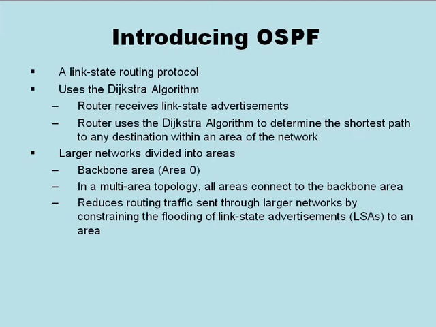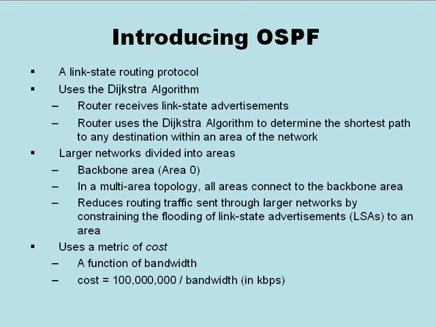We talked about the metric of EIGRP in the last lab, and the metric of RIP in the previous lab. What is the metric of OSPF? OSPF uses a metric called cost, but cost, at its essence, is really a function of bandwidth. Let's see how this works. To calculate the cost of a particular route, we take 10 raised to the power of 8, in other words 100 million, and we divide by the link bandwidth in kilobits per second.